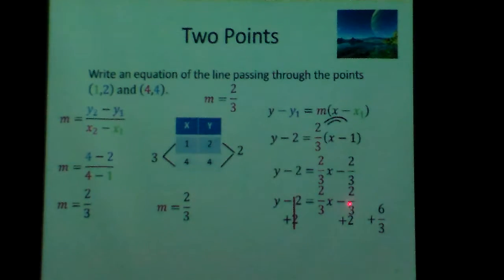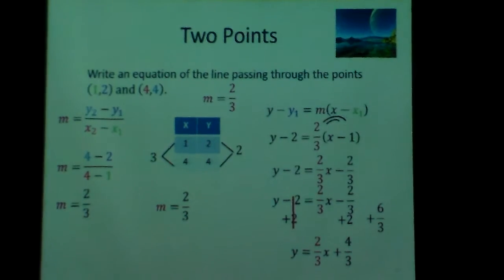So what's -2/3 plus 6/3? When you add fractions, you just add the numerators, provided the denominators are common. The denominator will stay the same. So here's my equation: y equals 2/3 x plus 4/3. Now remember this. In order to write an equation, you have to have a point and a slope. And if they give you 2 points, you must first find the slope.